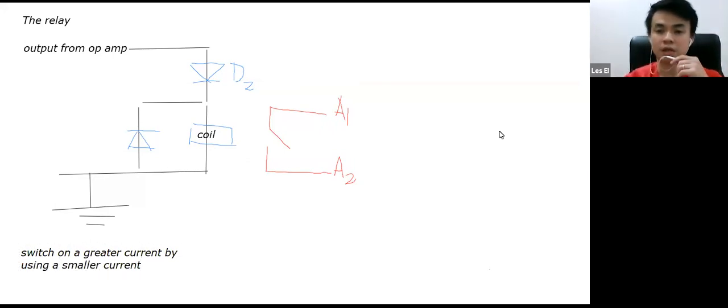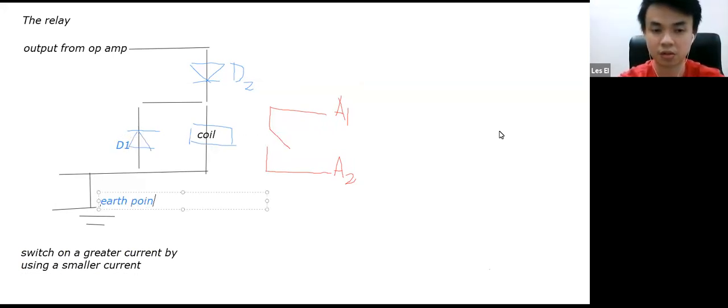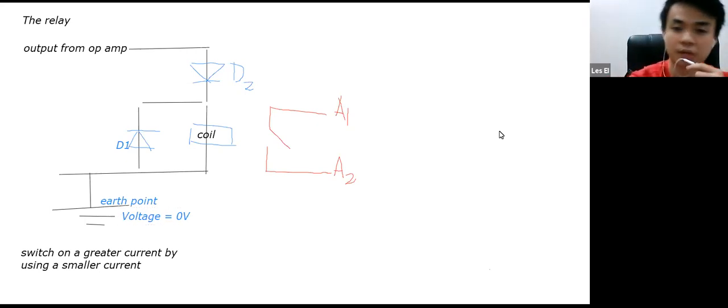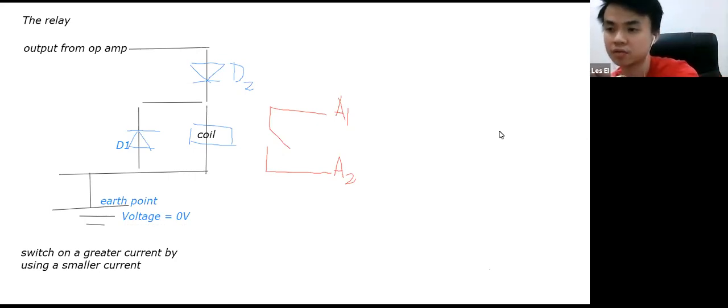As you can see in the diagram, it consists of two diodes. So we have a D2, and then there is a D1, and also this is the earth point. So you know, right, at the earth point the voltage is 0. So if I ask you a question, what type of output do you expect from the OP amplifier to allow the current to flow to the coil? Is it positive or negative?